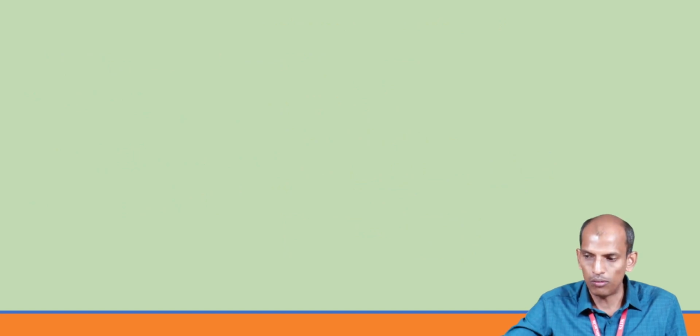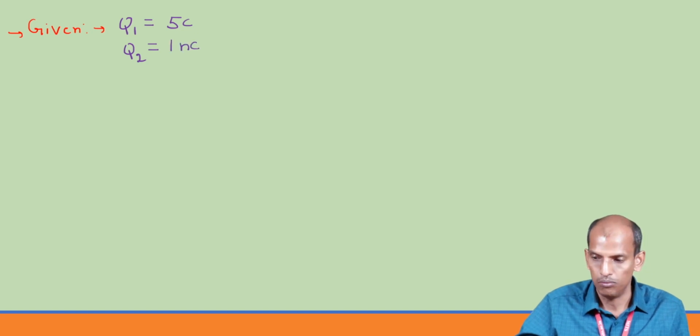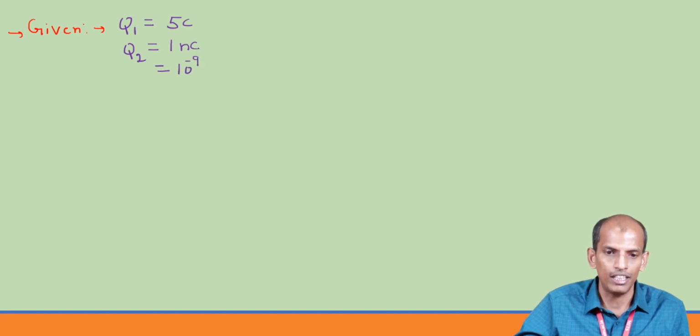One more problem I have not written here, but I will frame a question. Let us suppose what is given is that I'm having the charge Q1, which is just 5 coulomb. I'm having the charge Q2, which is 1 nano coulomb. All of us know the value of nano coulomb: that is 10 to the power minus 9 coulomb.